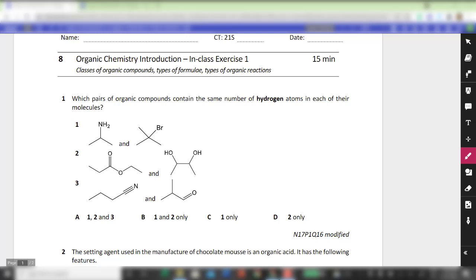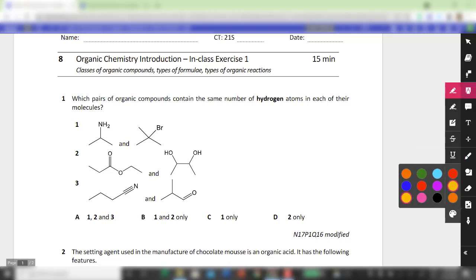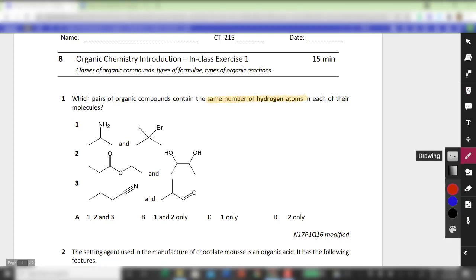Okay, let's review Introductory Organic Chem in class exercise 1. For the first question, you are being asked, from a pair of organic compounds, which of them contain the same number of hydrogen atoms? So basically, this question is to allow yourself to be familiar with skeletal structure.